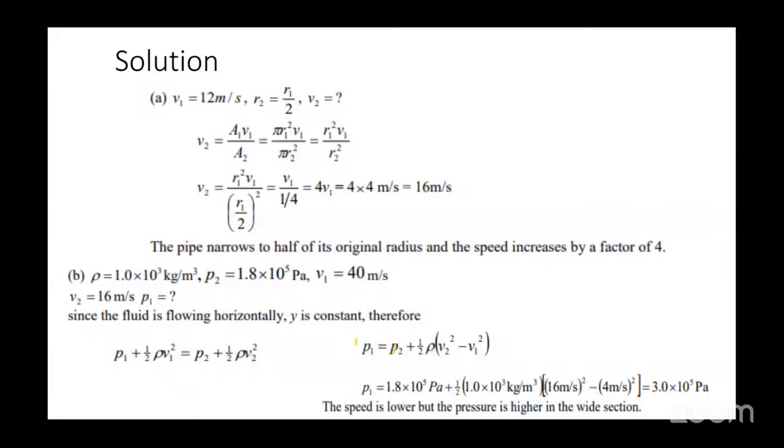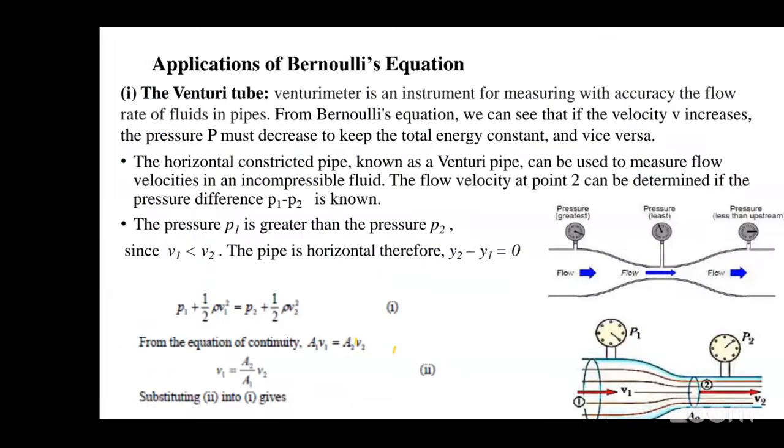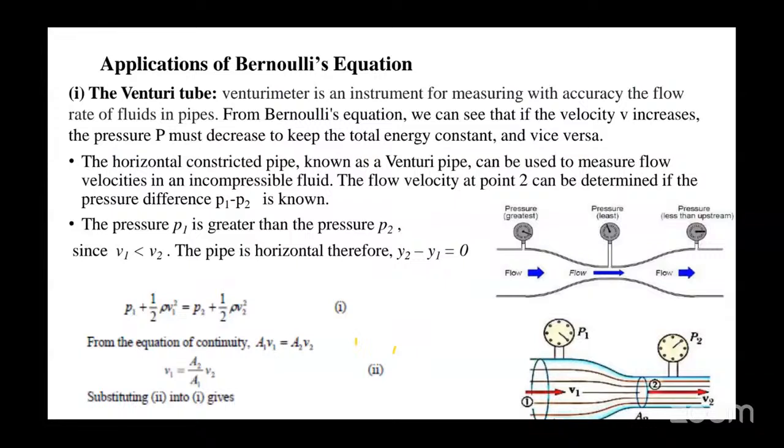If we substitute the values, 1.8 times 10 raised to 5 plus half times 1,000 times the difference between the second speed and the first speed, which are 16 meters per second and 4 meters per second: 16 squared minus 4 squared. If we simplify that, our pressure is 3.0 times 10 raised to 5 Pascal.